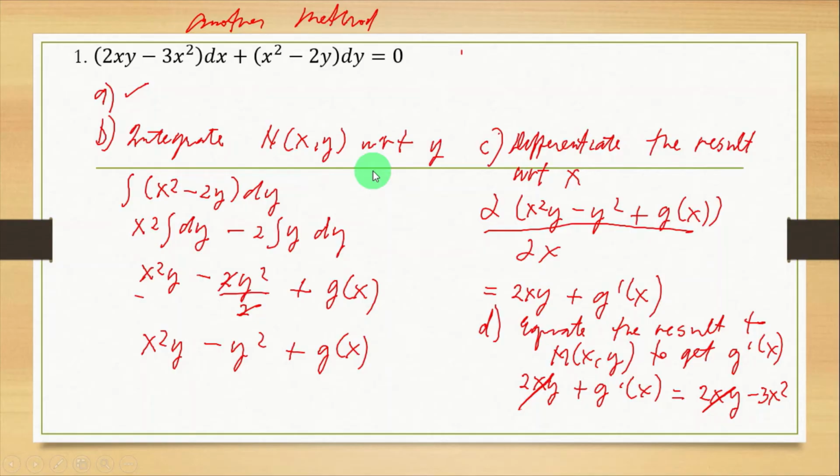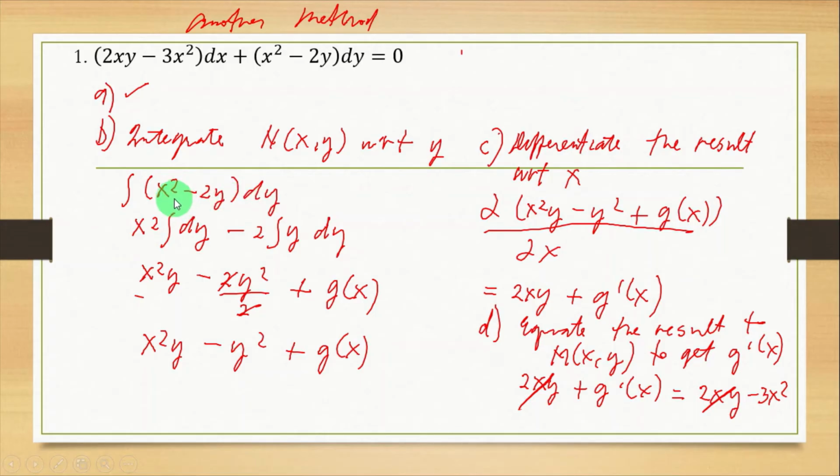If you notice, in our first method, we are integrating m of x and y with respect to x instead. But here in this second method, we are integrating n of x and y with respect to y. So we get n of x and y. You have x squared minus 2y. We integrate with respect to y, so you have the integral of x squared minus 2y dy.